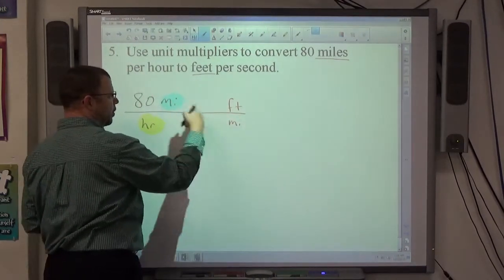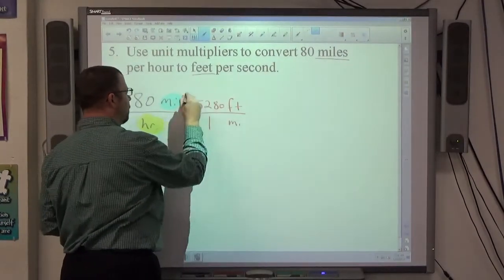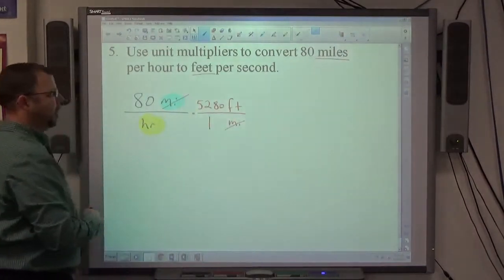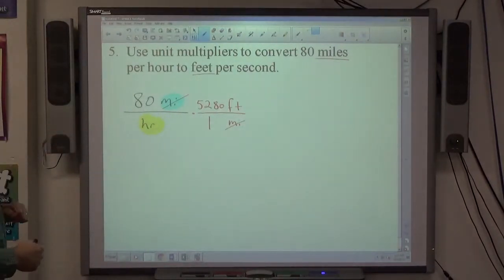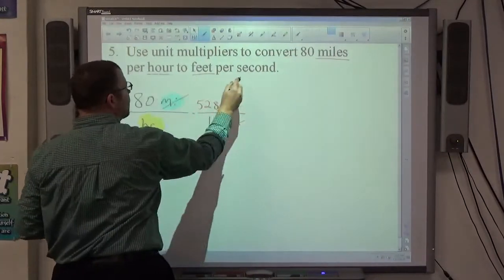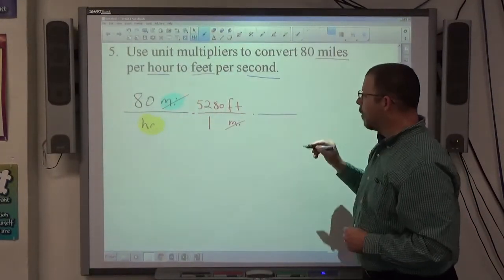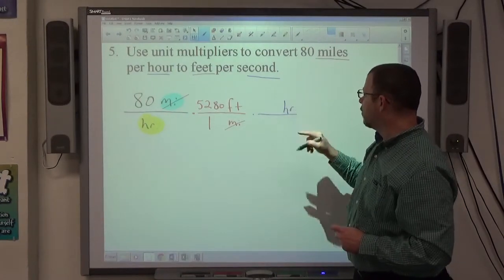In order to cancel the unit of miles, 1 mile is equal to 5,280 feet. Mile cancels mile, and now I have feet. So now feet per hour, I want feet per second. So at this point I'm going to change from hours into seconds. And again, the position of things is based on where they are. Hours is currently in the denominator, so I need hours in the numerator to cancel.